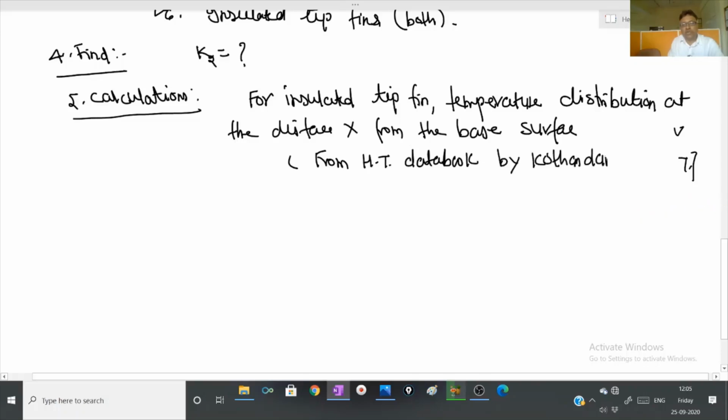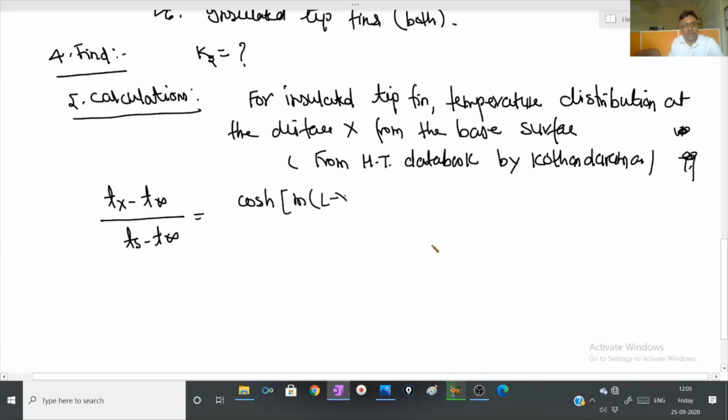I am using Kothandaraman's data book, and this formula is given for an insulated tip fin: (T(x) − T∞)/(Ts − T∞) = cosh(m(L − x))/cosh(mL). Let's say this is equation number 1.